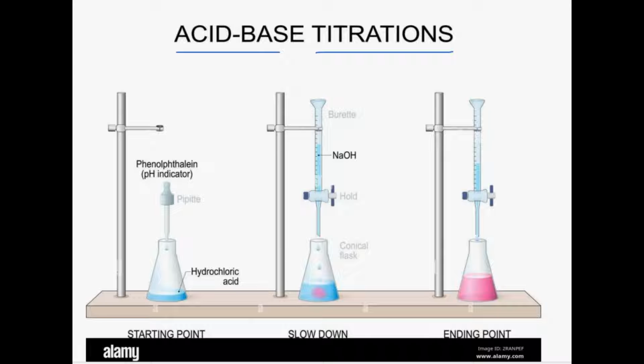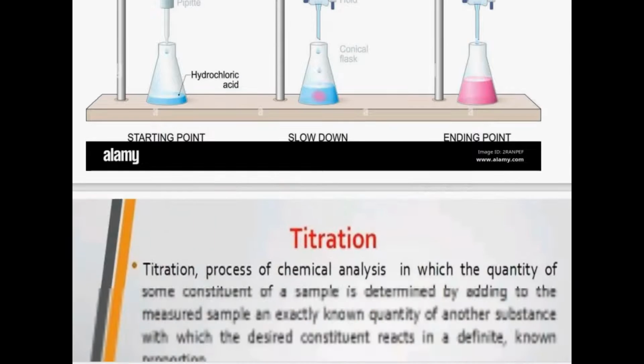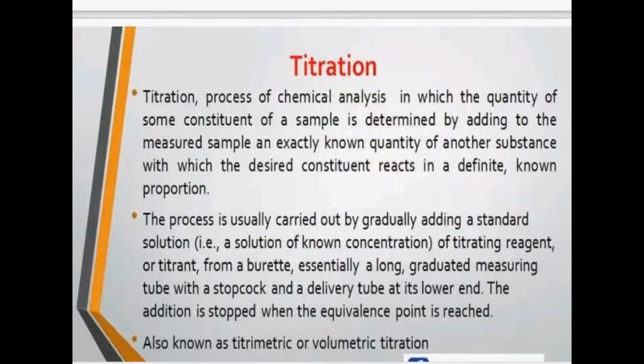So let's continue. What is then meant by titration? So basically, when you say titration, it is a chemical analytical process. So the important term is chemical analysis. That is, it is used for chemical analysis, in which the quantity of some constituent of a sample is determined by adding it to a measured sample of an exactly known quantity of another substance.